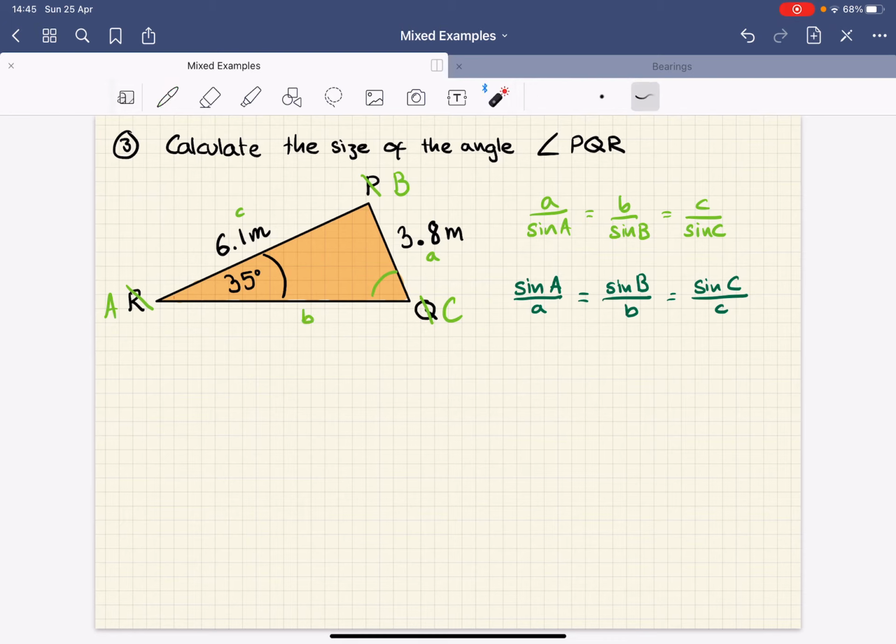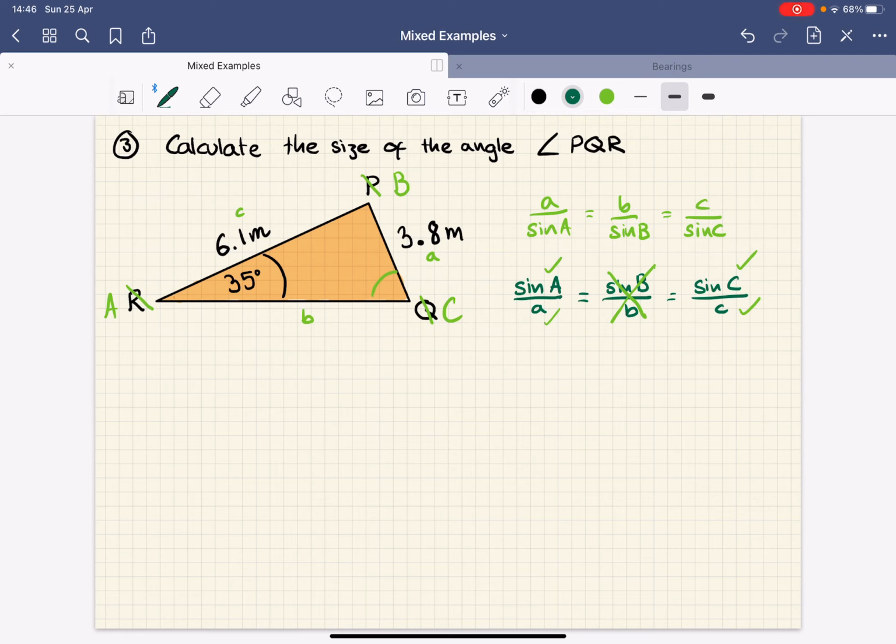Okay, so going through it then. So I've got my sine A, I've got my capital A, which is at 35. So I'm just going to give that a tick. I've got my lowercase a here, which is this 3.8. So I'm going to give that a tick. My sine B, I haven't got anything here. I haven't got anything for my lowercase b either. My sine C is what I want to find out, so I'm going to give that a tick. And my lowercase c is a 6.1, so I'm going to give that a tick. So sine B is the only one that I'm not using, so I'm going to cross that out.